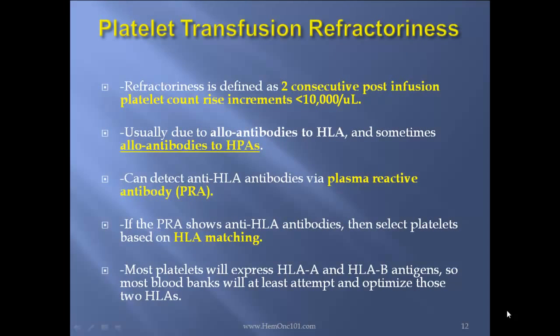Platelet transfusion refractoriness is defined as 2 consecutive post-infusion platelet count rise increments of less than 10,000. It's usually due to alloantibodies to HLA and sometimes alloantibodies to the HPAs. Can detect anti-HLA antibodies via the panel reactive antibody, the PRA. If the PRA shows anti-HLA antibodies, then select platelets based on HLA matching. Most platelets will express HLA-A and HLA-B antigens, so most blood banks will at least attempt to optimize those 2 HLAs.